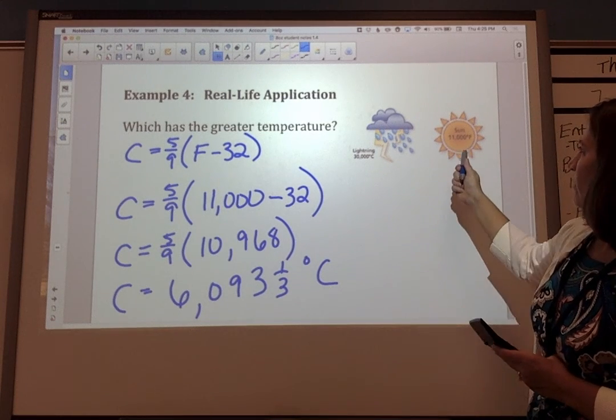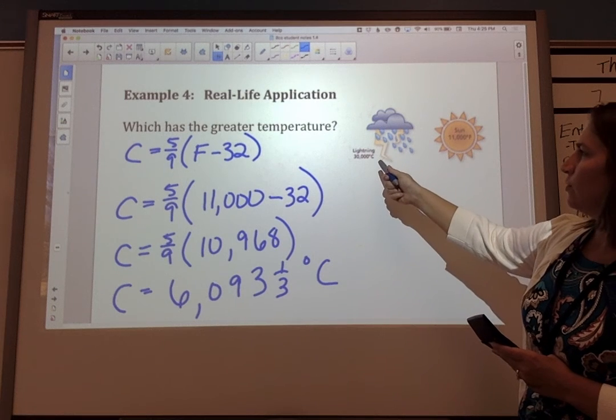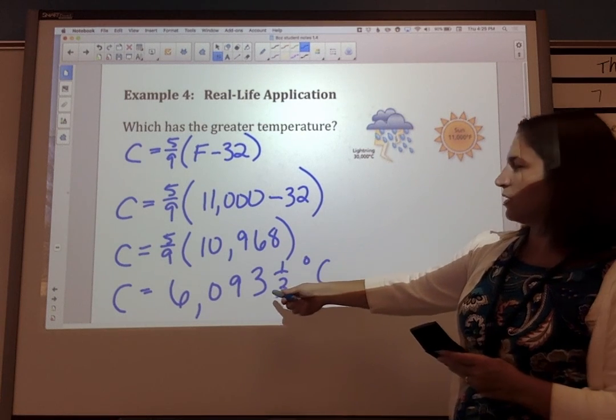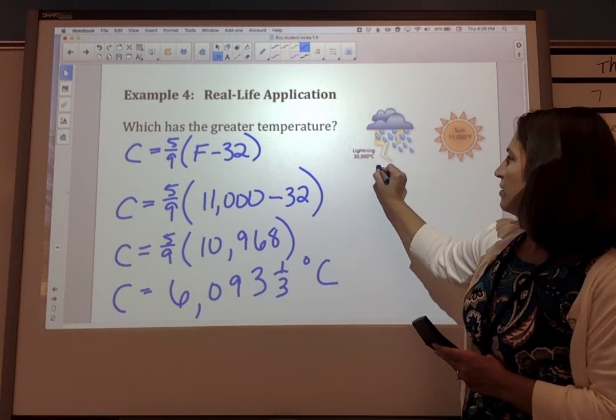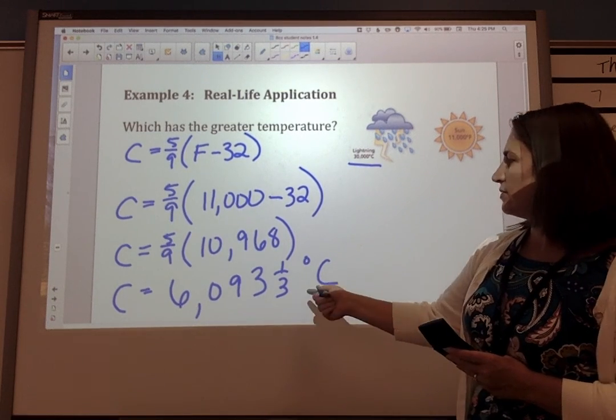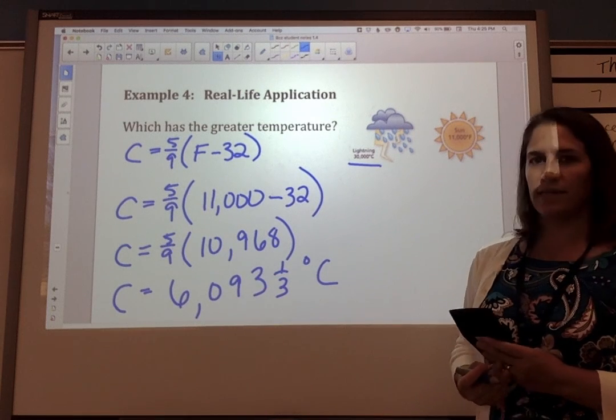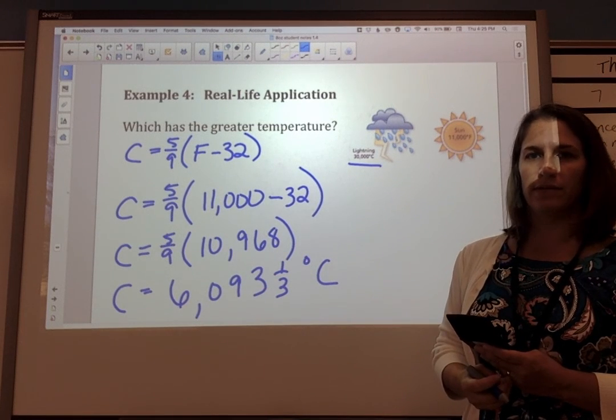So if we're comparing the sun to lightning, the sun is actually quite a bit cooler than lightning. Lightning has a temperature of 30,000 degrees Celsius, and the sun is only 6,093 1/3 degrees Celsius.